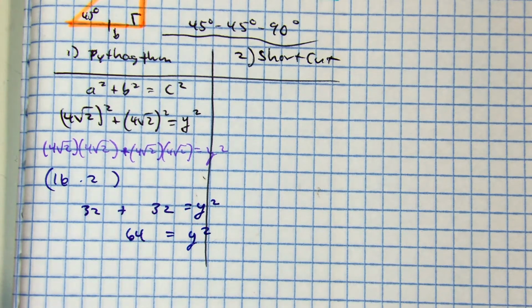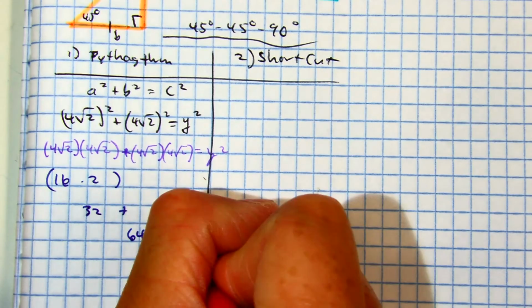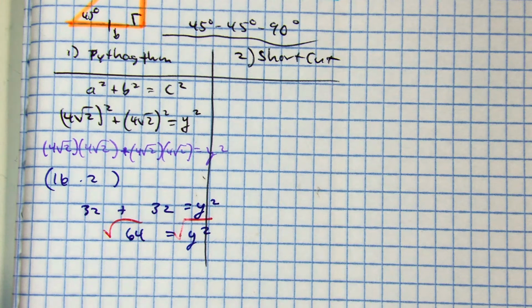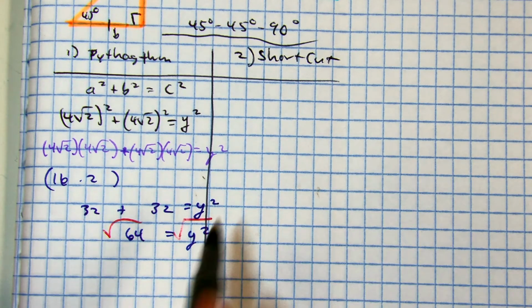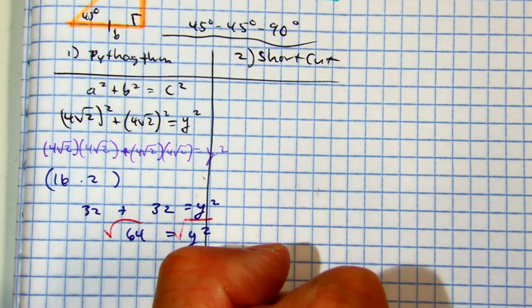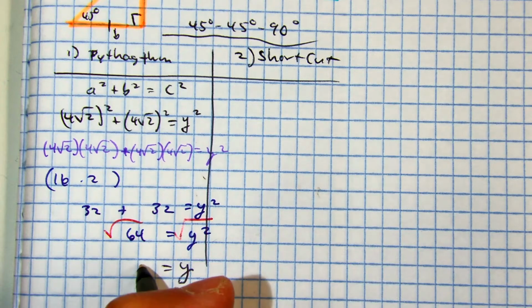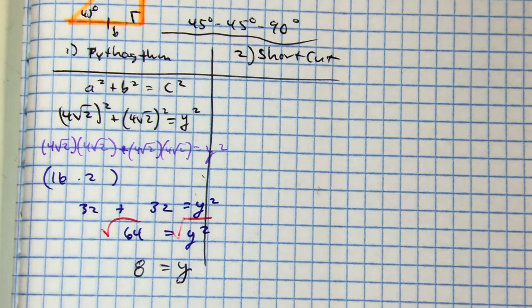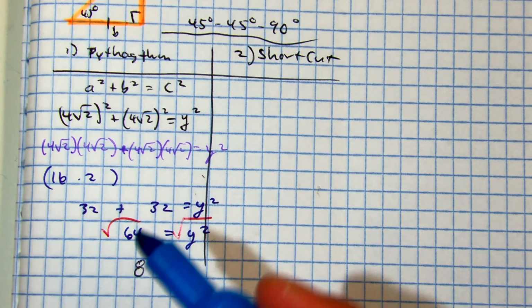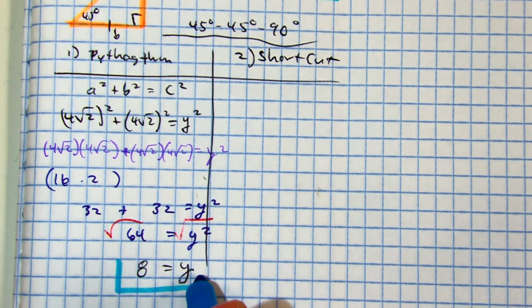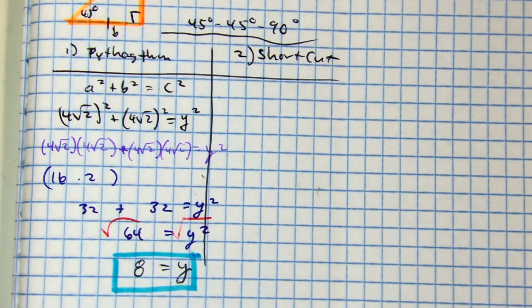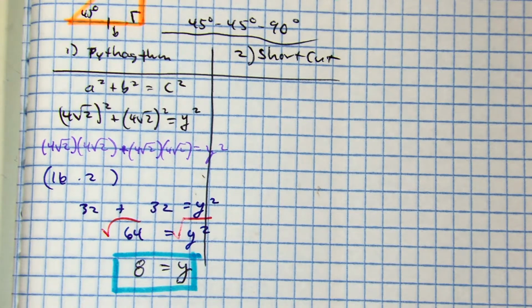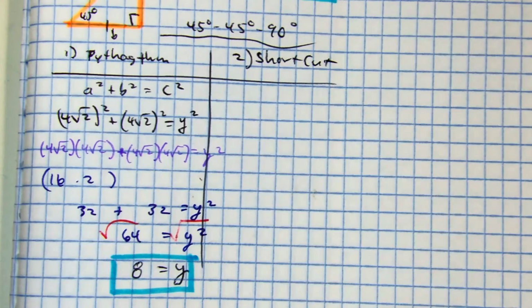To get rid of the exponent, I'm taking a square root. Remember from Friday's lesson, right here the answer is actually plus or minus 8, but we're only taking the positive because it's a distance. Distances can never be negatives. Raise your hand if you got 8 as your answer for BD. Okay. Let's try the shortcut.